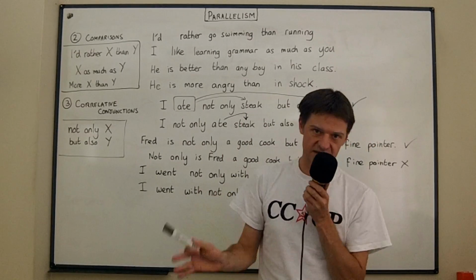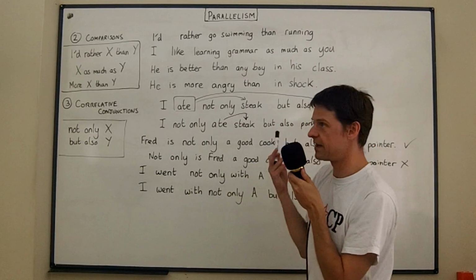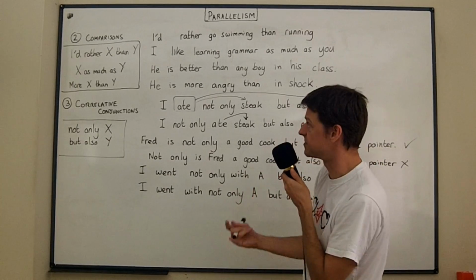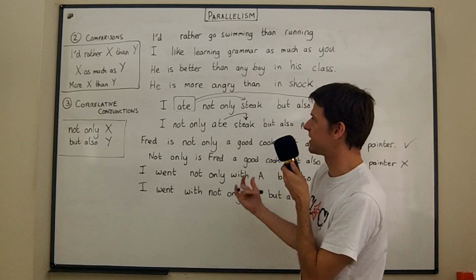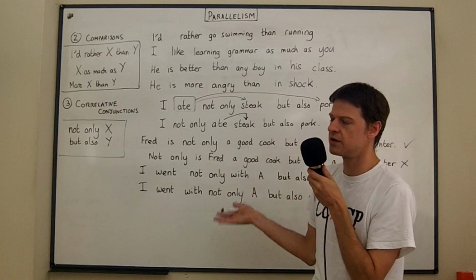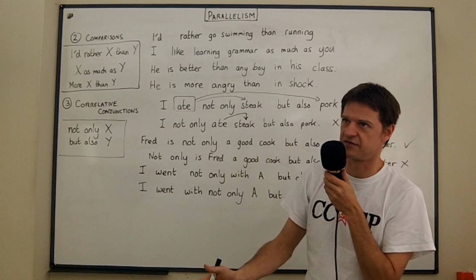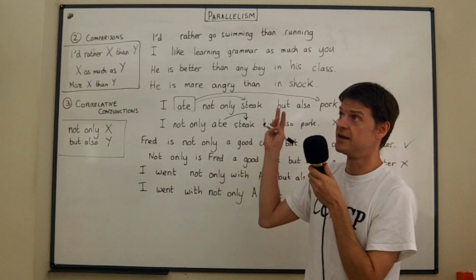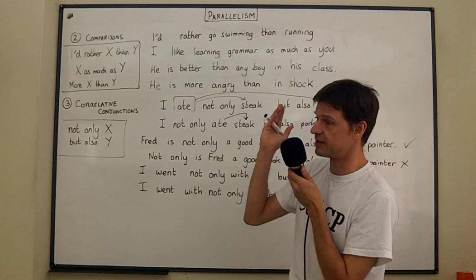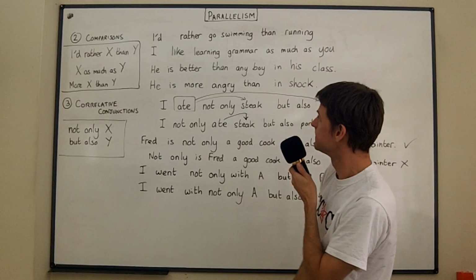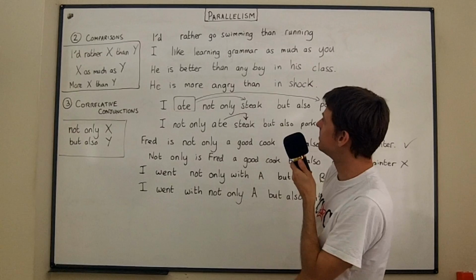Last lesson we looked at lists. Items in a list have to be in parallel, which means they have to be of the same kind of structure. Maybe a list of nouns, a list of adverbs, a list of clauses, a list of prepositional phrases, a list of participle phrases, all sorts of things it could be.